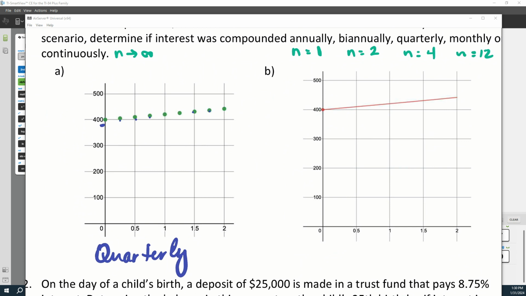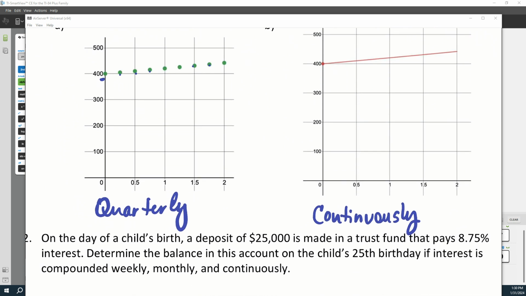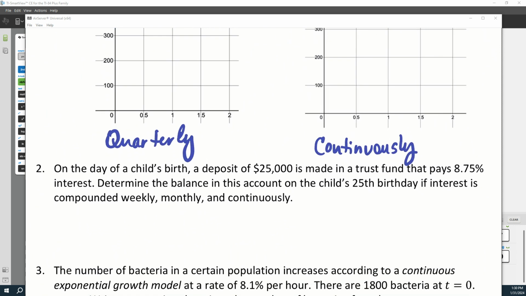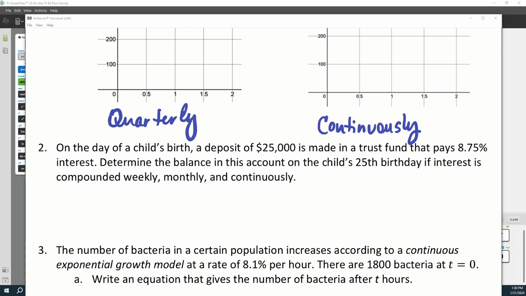What do you guys think about B? Yes. Okay. Let's look at 2. So it'd be great if you guys can do this for your kids. I wish someone would have done this for me.